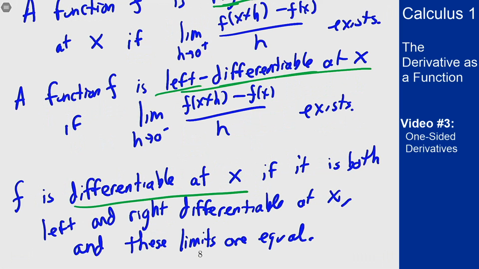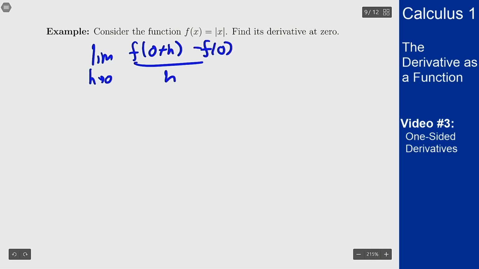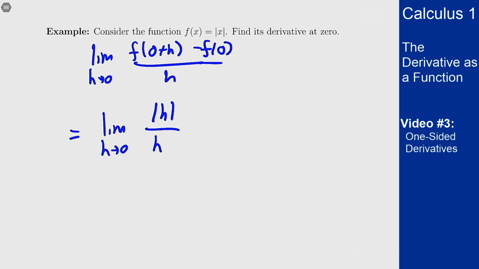Let's now look at some examples of where this comes into play. Consider the function f(x) is the absolute value of x. I want to find its derivative at 0. So for this, I need to work on computing the limit as h goes to 0 of f of 0 plus h minus f of 0 over h. With my function being the absolute value function, this is the same thing as the limit as h goes to 0 of absolute value of h over h, because f of 0 is just 0. And I want to find this limit.